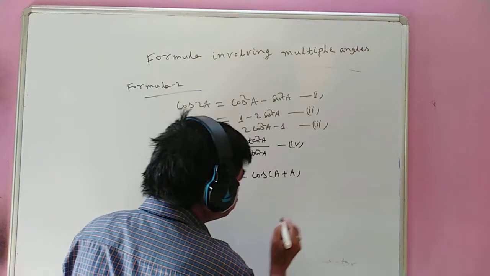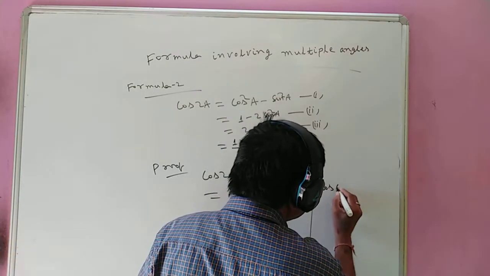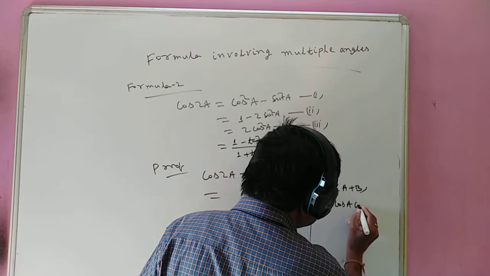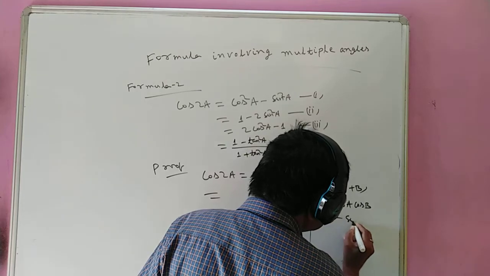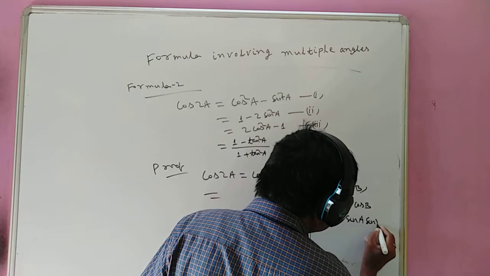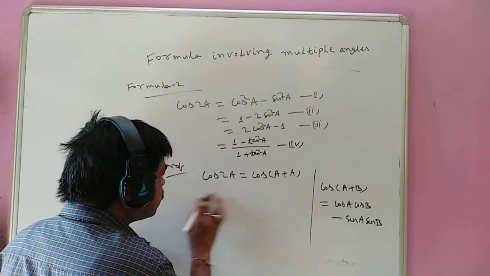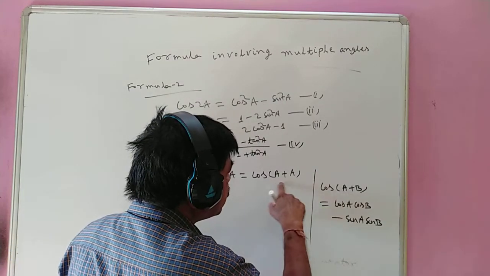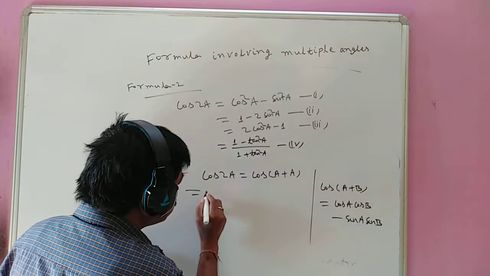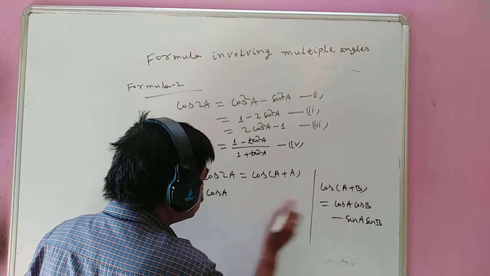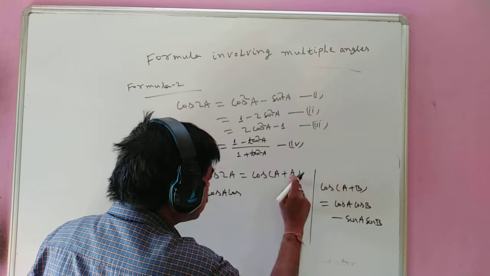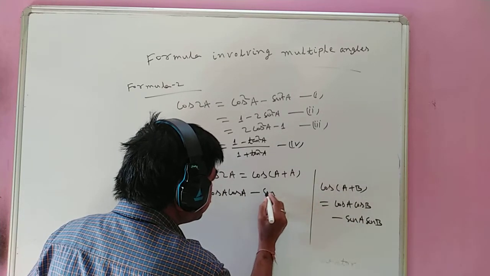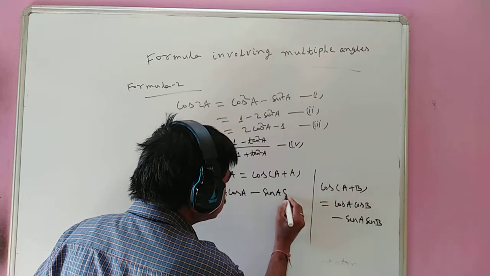So what is cos a plus b? Anybody? This is cos a into cos b minus sin a into sin b. Very good. So here a is a and b is also a. So it will be cos a into cos a, since b is a, minus sin a into sin a, since b is also a.